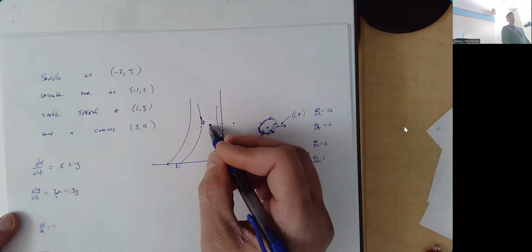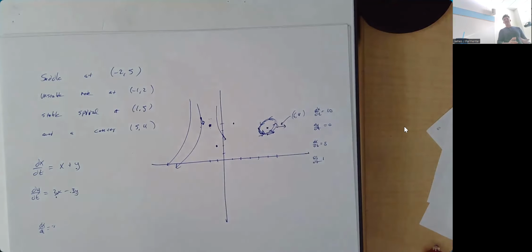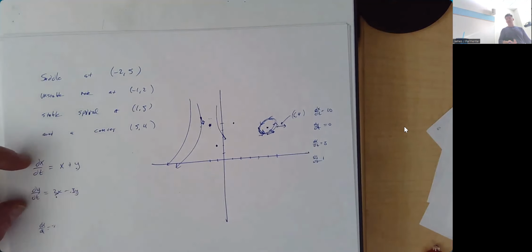saddle point right there. But again, without having the equations, it's a little bit hard to actually do the work. But I think for you really, the easiest way to figure out which direction things are going is to plug in points near your equilibria into your system of differential equations and see what you get.